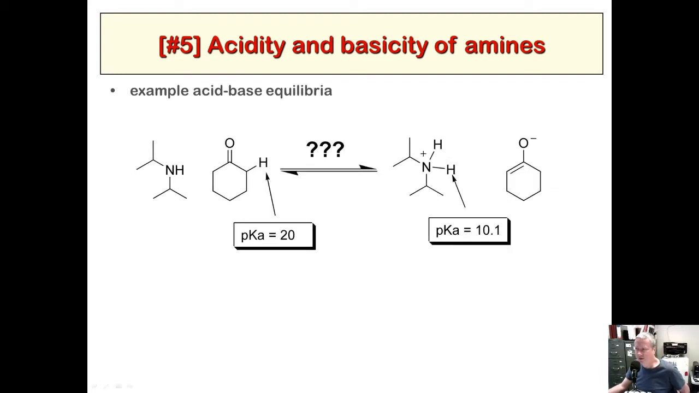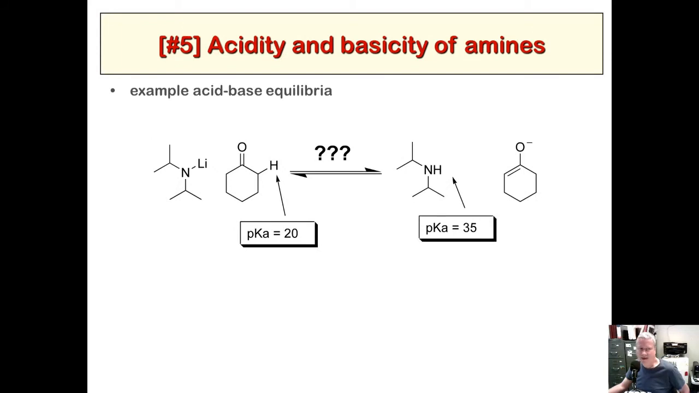What about diisopropylamine and a ketone? Is that a favorable equilibrium to make the ketone enolate? No, it's not, because you don't have a strong enough base. The amine is not a strong enough base to rip off a ketone proton. Indeed, this might actually form the enamine, because remember that secondary amines react with ketones. This is a little sterically hindered, so I don't know if it would actually form an enamine. But anyway, not a favorable equilibrium.